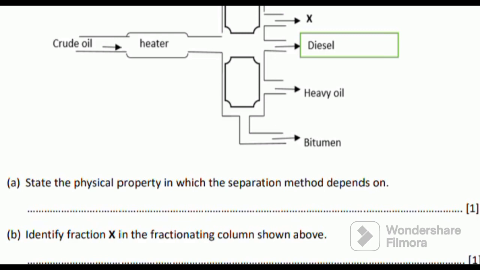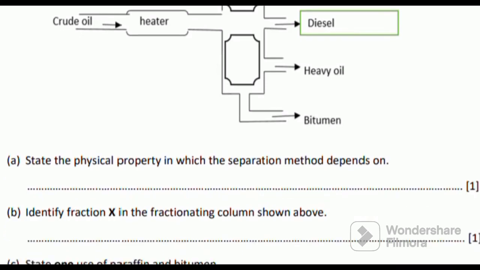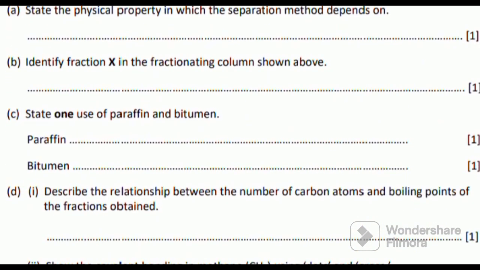Okay. Question D. Describe the relationship between the number of carbon atoms and the boiling points of the fractions obtained. The number of carbon atoms is directly proportional to the boiling point. What do I mean when I say this? An increase in the number of carbon atoms increases the boiling points.